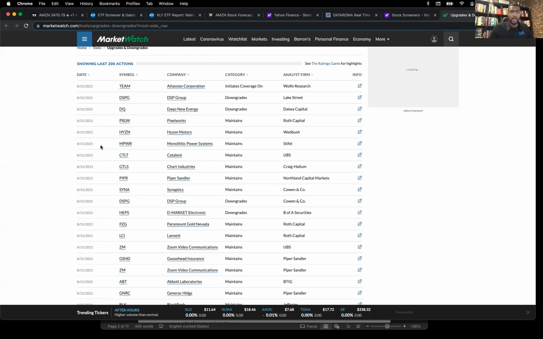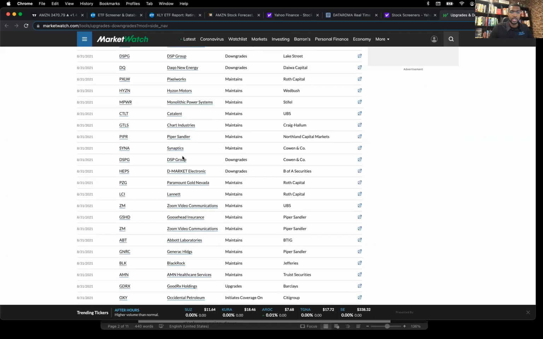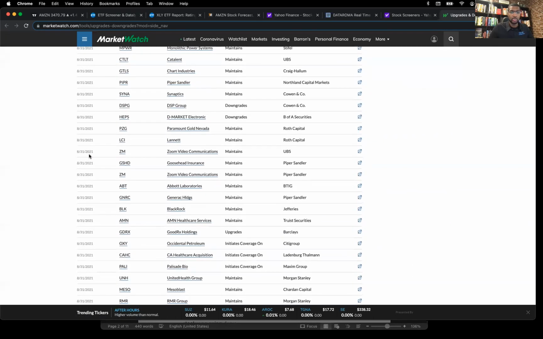So let's look at something that we might all kind of know about, Zoom. Today Zoom got a maintain from UBS. A maintain basically means I'm not changing my stance on Zoom. If my previous stance was bearish, I'm keeping my bearish stance. If my previous stance was bullish, I'm keeping it. So that might not necessarily have any effect on the stock price that day, or it might reiterate the fact that I believe the stock is bullish.